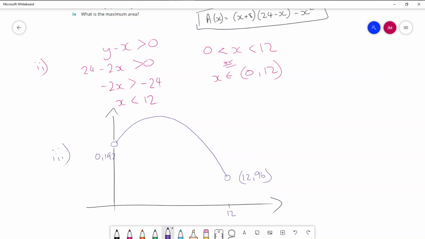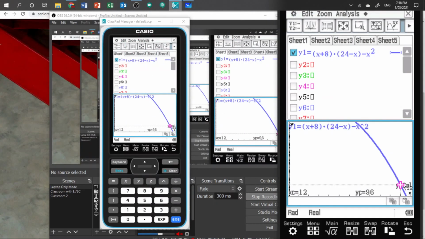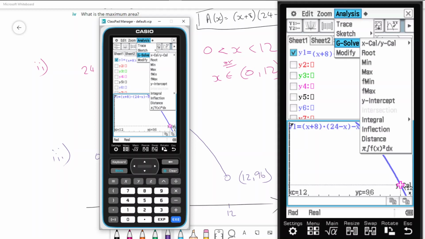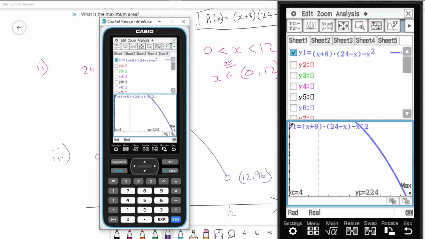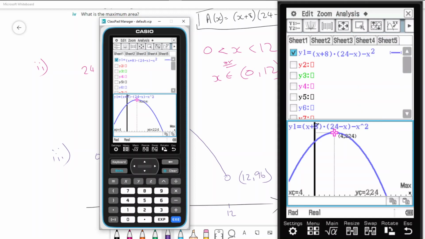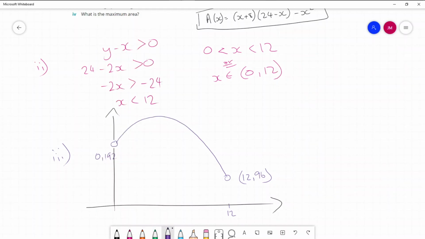And to find the maximum on your calculator, right, analyze, we want to solve for the maximum. We can see it's at 224, so why can't I zoom out here? Zoom, yeah, there it is. So analyze gsolve, yeah, maximum, and it just gives you the maximums on the screen, so make sure you can see your turning point at the top there. So it's at 224, and that's when x is 4. So at that point, you've got 224.